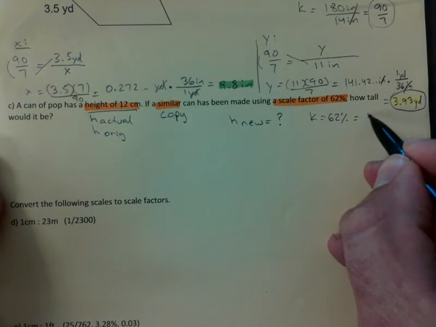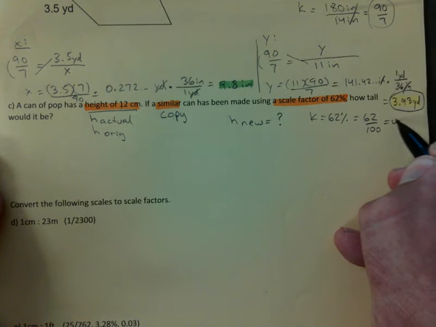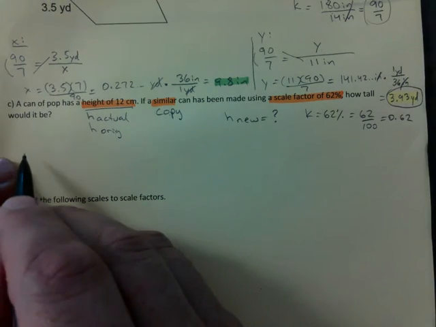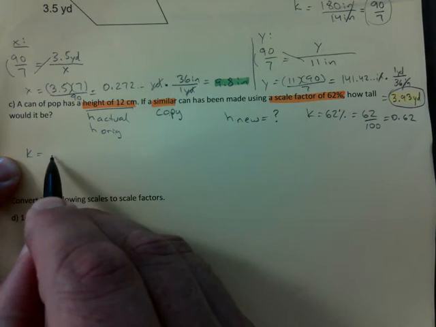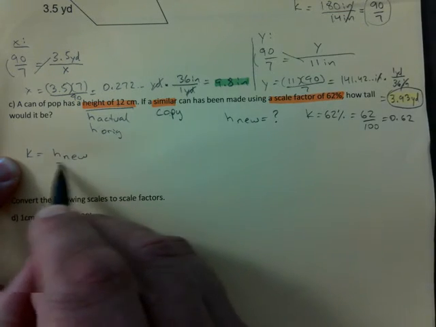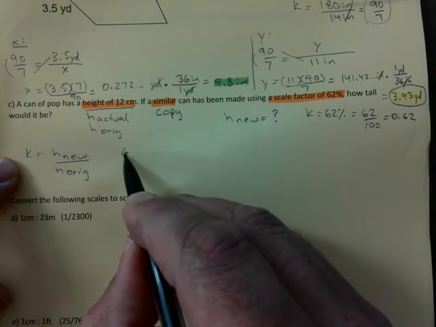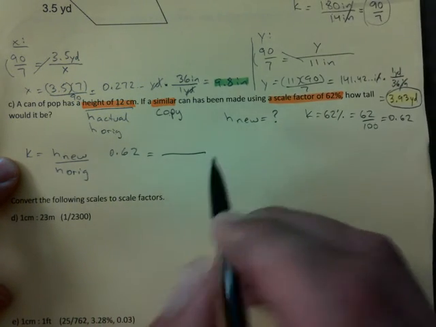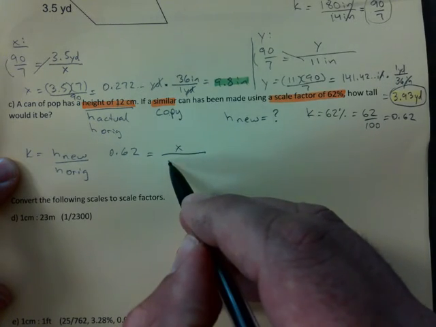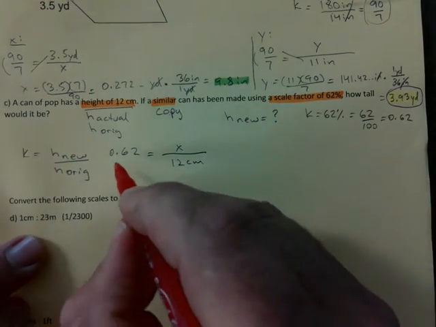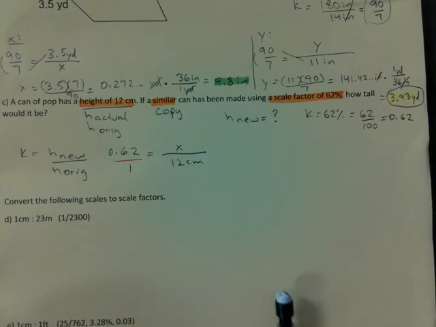So scale factor is 62%. I don't like percent, so I'm going to go 62 over 100 or 0.62. Whatever works for you. Use the 62 over 100 or use the 0.62, but I'm not going to use percentages. Okay. So K is equal to the height of the new divided by height of original. Okay, so 0.62, I'll use a decimal, right? Height of the new is unknown, and the height of the original is 12 centimeters. You put the little 1 underneath, right? If that helps you, if you need it, if you don't need it, that's okay.